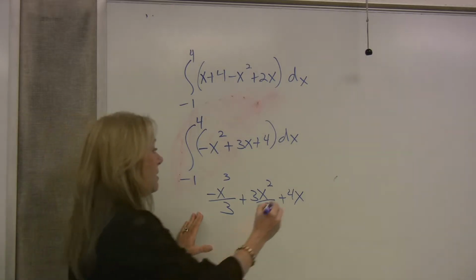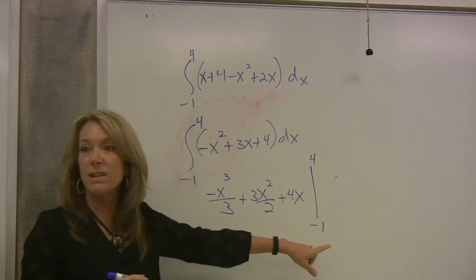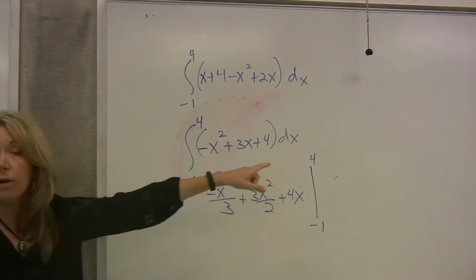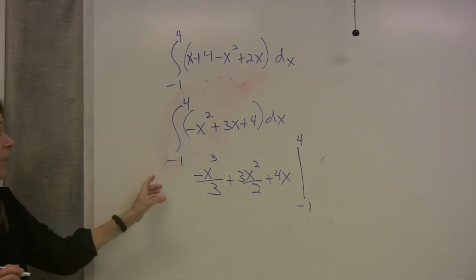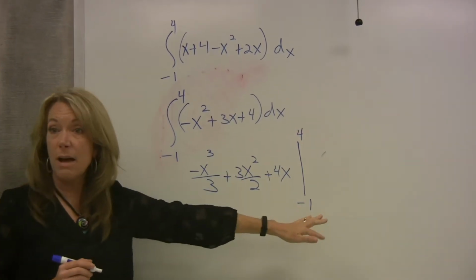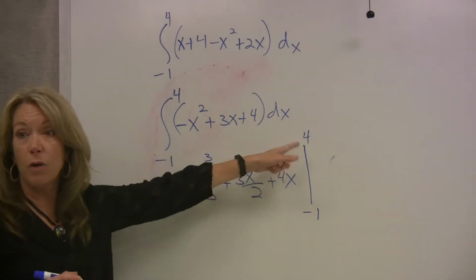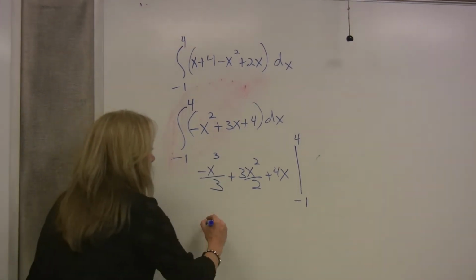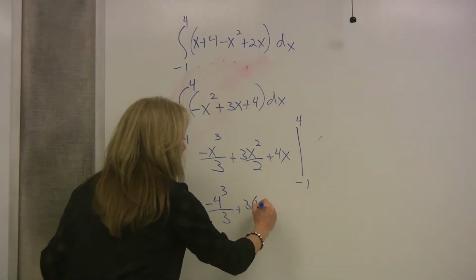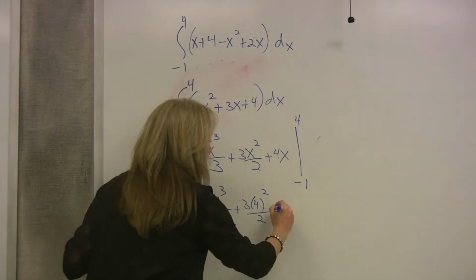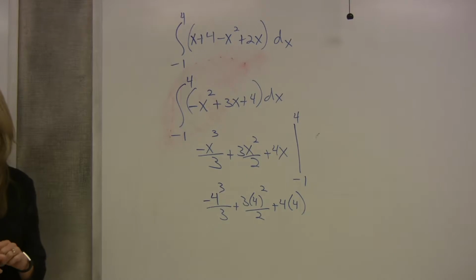Once I'm done integrating, some of you were asking about the notation, we write a straight line over here saying we still need to evaluate between -1 and 4. When you put this in front, it tells you that you still need to find the antiderivative. Once you've done that, you put it at the end, which says now we're going to evaluate. To evaluate, we take the 4 and plug it in for all of our x's. So I have -4 cubed over 3 plus 3 times 4 squared over 2 plus 4 times 4. So I plug the 4 into everything.